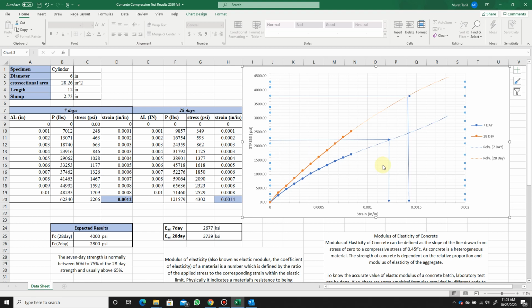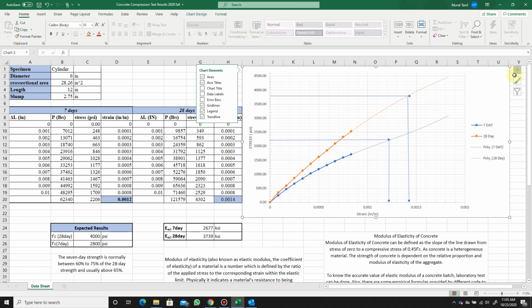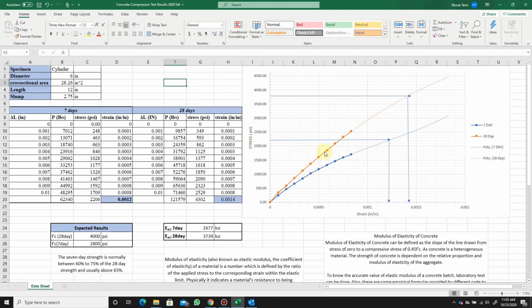So, how I calculated the 7-day and 28-day maximum strain values: I used the trend line option, which you should use right here. You can forecast the value based on the given measurements, and forecast what the strength and strain values are going to be. I'm going to walk you through the steps once I start from scratch.